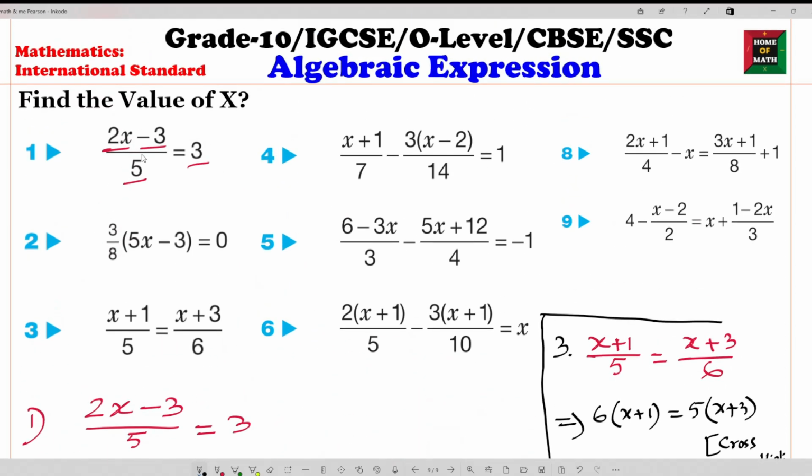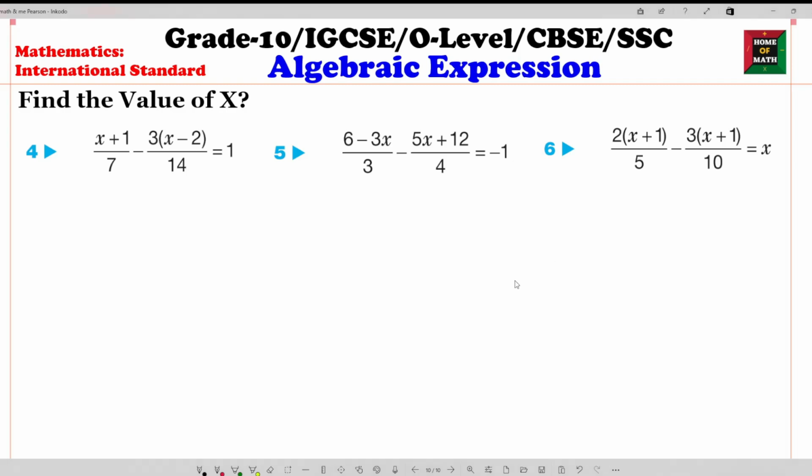Clear? So number 1, 2, 3 done. In this video we are trying to solve these 9 math problems. Okay, now number 4. Number 4, (x plus 1) divided by 7 minus 3 times (x minus 2) divided by 14 equals 1. So these two fractions are separated by minus. So in this case we can make the LCD. So the LCM of 7 and 14 is 14.